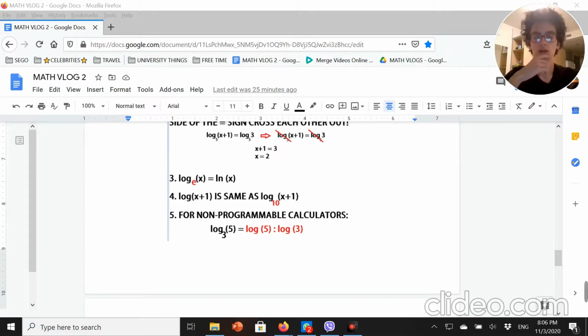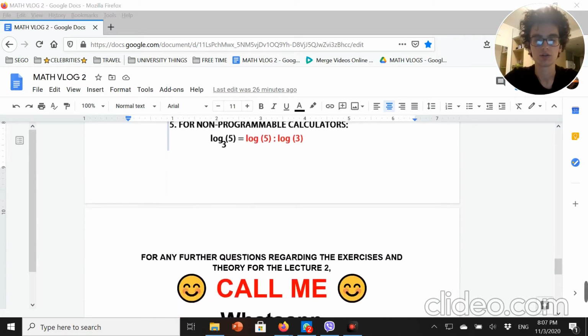And lastly, there was a question last time when I met with you. Somebody asked me how do we put bases in the non-programmable calculator? So if we have log of 5 in the base of 3, in non-programmable calculators, we would write log of 5 divided by log of 3. And that's it. That would give us the correct answer. Good.